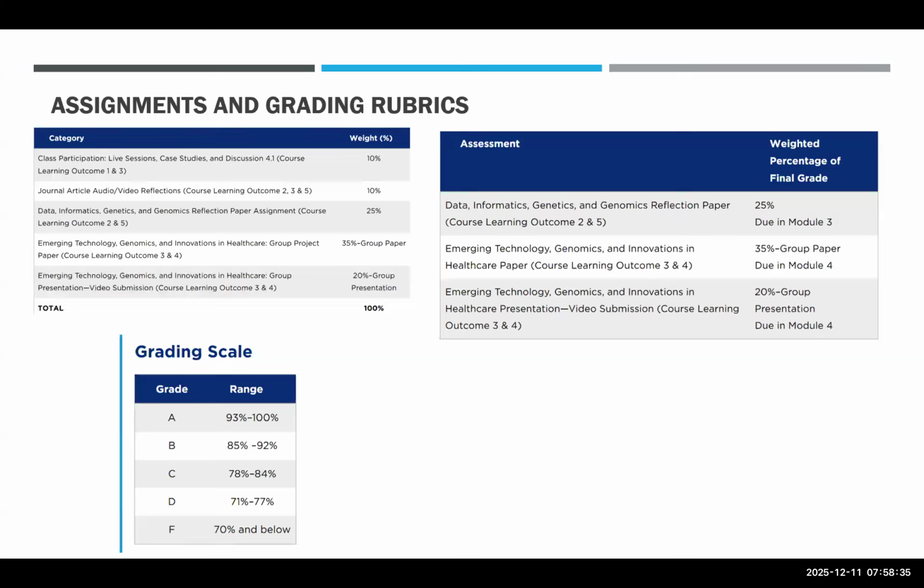As you can see in your grading rubric, here is the breakdown, and I will not go through all that, but that is posted and it is here. And your grading scale has been the same, of course.